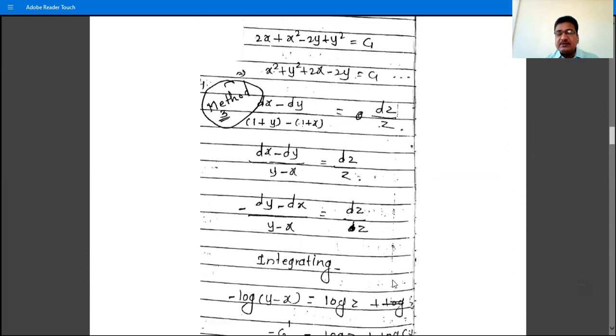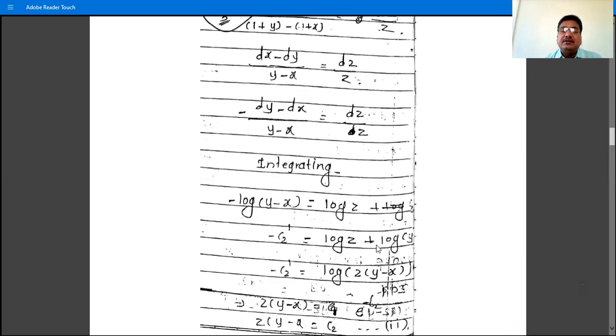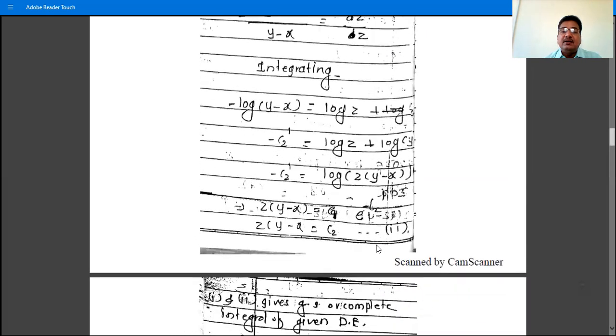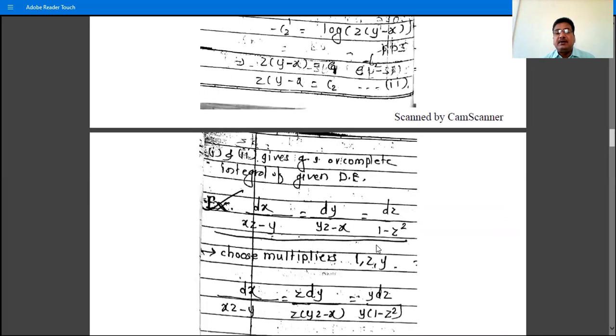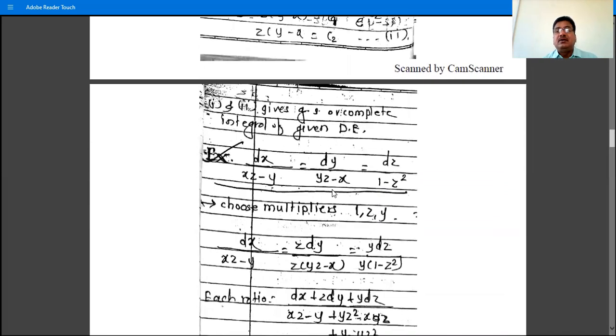So this is actually a sub method of method number 3. That is, the multipliers are 1, minus 1 and 0, and in the place of each ratio consider the third ratio. So consider this as method number 3, or a sub method of method number 2. We will see the remaining examples of the same type in the next lecture.